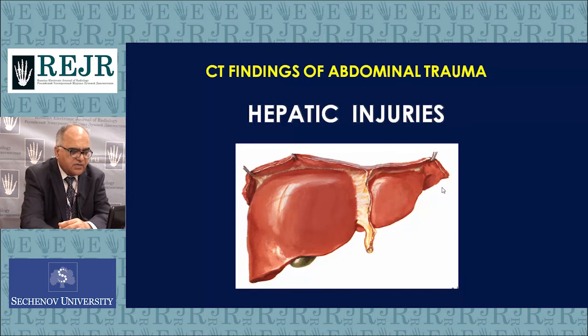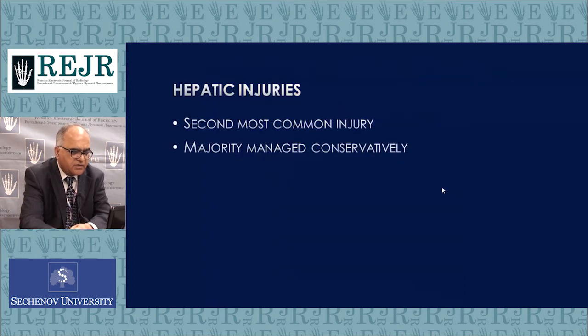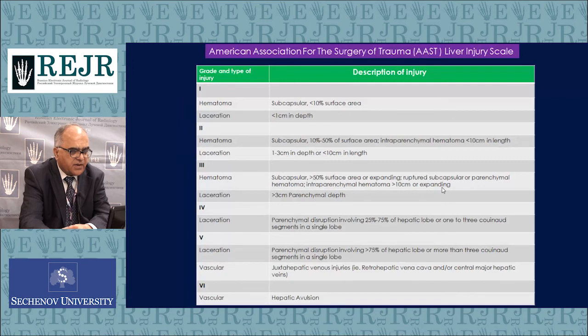Hepatic injuries. The liver is the second most afflicted organ in trauma cases, and again they are managed conservatively in the majority of cases. The American Association for the Surgery of Trauma again devised an injury scale, which depends on hematoma, laceration, and in the end vascular injuries. This scale is from 1 to 6.